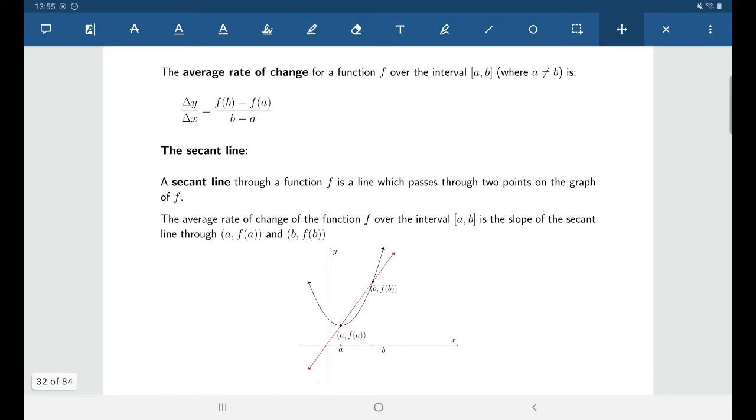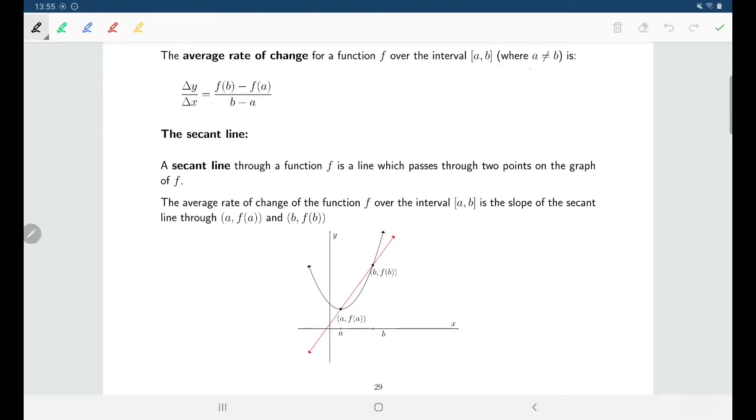And that's what I have here formally defined: the average rate of change for a function over some interval going from a to b. And of course, for this to actually be an interval of numbers and not just a single number, the endpoints can't be the same. It can't be going from 2 to 2. It has to be going from one number to another. And the average rate of change is just finding the slope of the line through the points when x is a and when x is b.